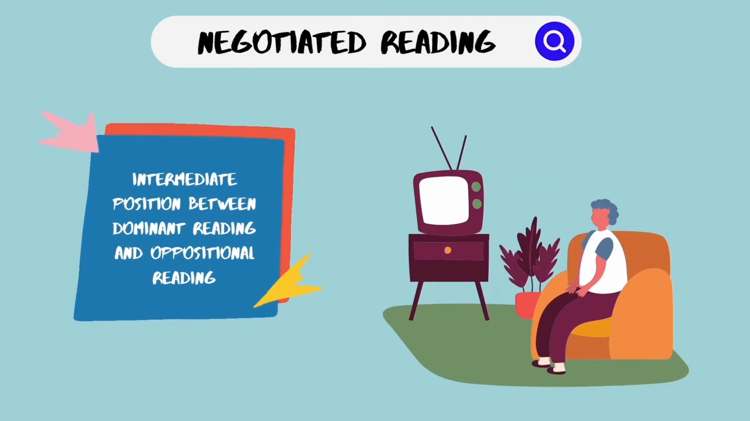Negotiated reading is the intermediate position between dominant reading and the oppositional reading. The position is a mixture of accepting and rejecting elements. Readers are acknowledging the dominant message but are not willing to completely accept the message the way the encoder intended. The reader, to a certain extent, shares the text code and generally accepts the preferred reading but simultaneously resists and modifies it in a way which reflects his or her own experiences and interests.